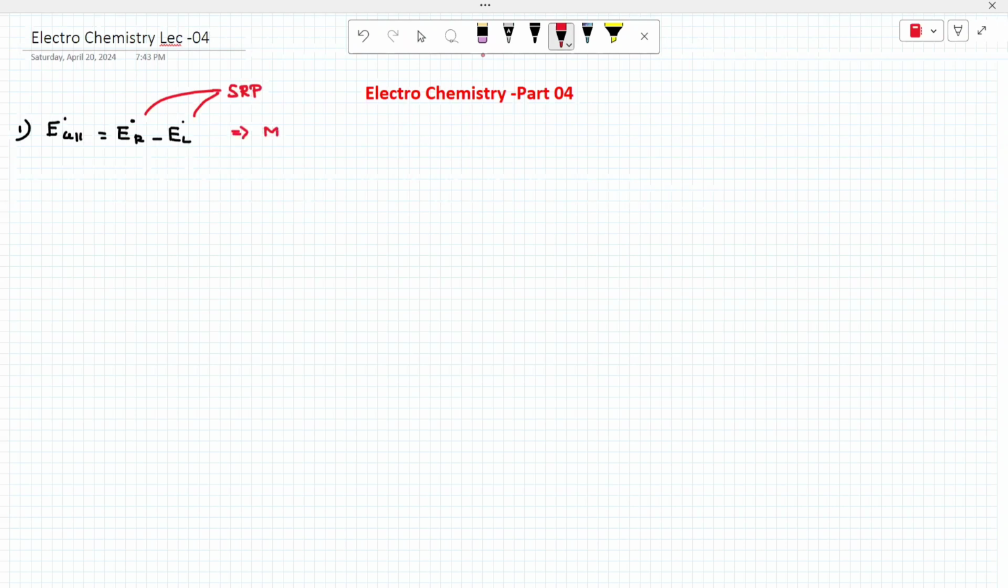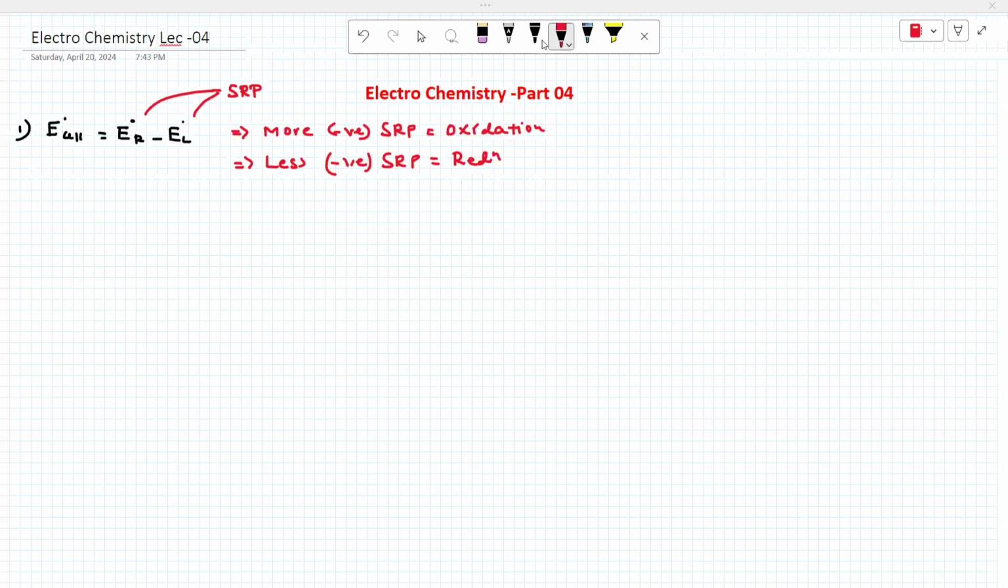More negative value of SRP undergoes oxidation, right? Oxidation. And less negative value of SRP undergoes reduction. Very simple. Okay, if both are positive, less positive undergoes oxidation, or more positive undergoes reduction. If both are negative, more negative undergoes oxidation and less negative undergoes reduction.